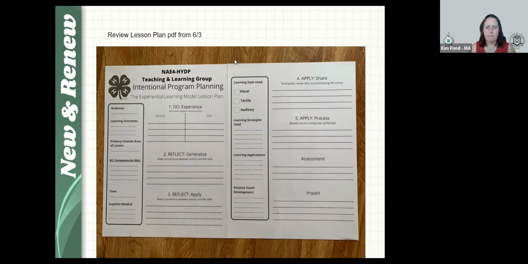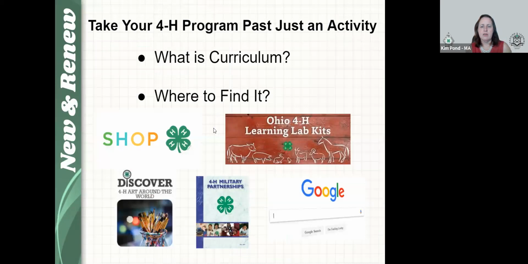I just wanted to pop back up a little bit because I wanted to show you some of the curriculum, like where to find it, that we did. Some of the ones that came to mind are the Ohio 4-H Learning Labs, which a lot of us may have in our office and use for some of the animal science projects, whether it's swine, horse, dog. They have a really great set of hands-on materials in those that work really well.